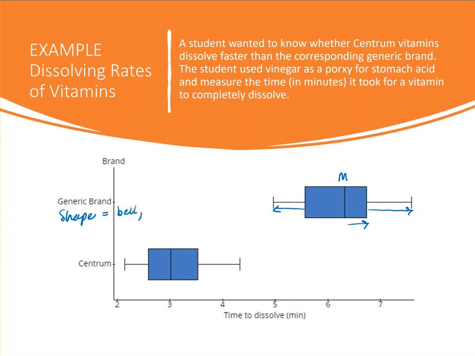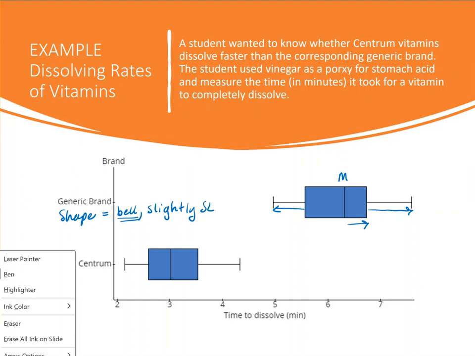I would probably say, if you wanted to argue, that this is slightly skewed, very, very slightly skewed left because the median's been moved to the right, you could have an argument for that. But really, I think it's probably going to be more of a bell-shaped distribution. If we look at the Centrum vitamin here, the shape of the Centrum vitamin, what can we see here?